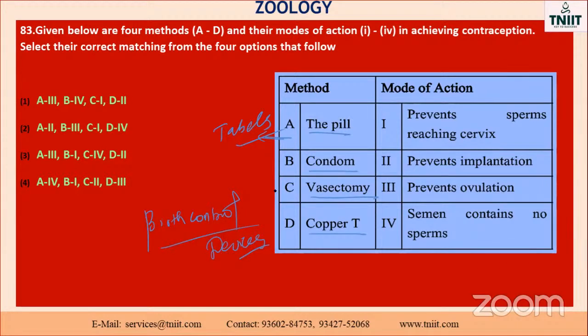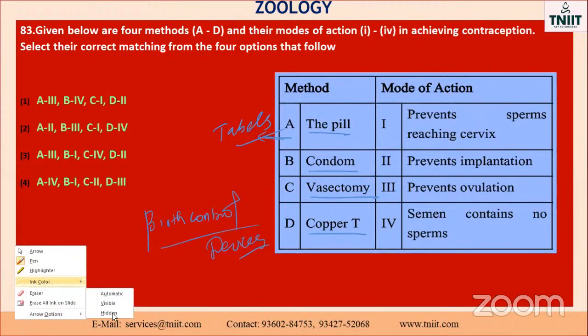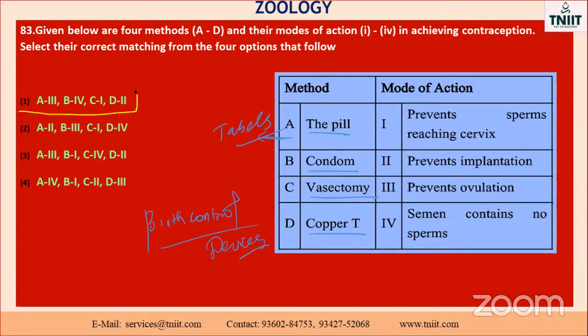See here, the options are there: A3, B1, C and so on. The answer is the first one. A is 3. The pills prevent ovulation; ovulation is completely stopped by using the pills. So this one is the answer. A is 3: when you take the pills, the ovulation process is completely prevented. So first one. Second one is the fourth one.